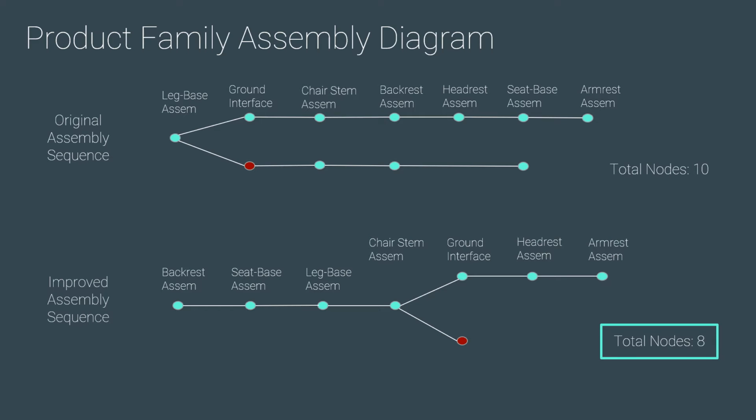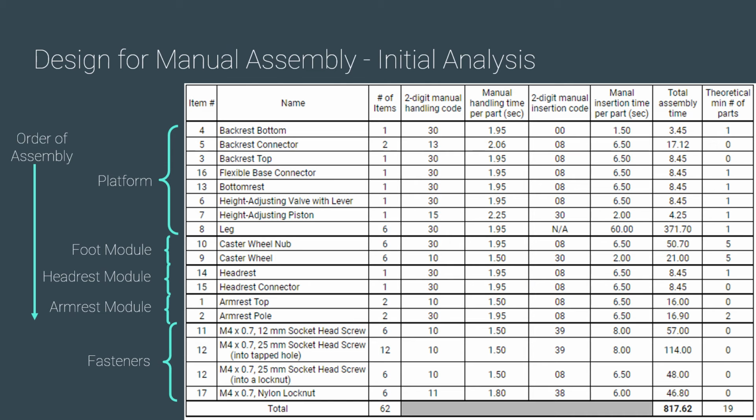To facilitate delayed differentiation between our product family variants, assembly diagrams were created to identify how the process could be reworked to reduce the number of nodes in the diagram. Our improved assembly sequence is displayed on the bottom here. Using this improved assembly sequence for delayed product differentiation, we looked at a manual assembly analysis looking at the handling and insertion time of each part. In total, it came to 817.62 seconds.